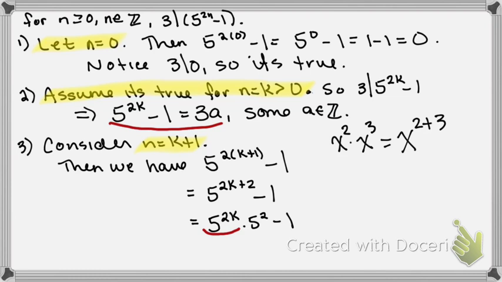So 5 to the 2k is 3a plus 1. You see if I just move the 1 over? Which we can actually do that. All right, what is that equal to? That's equal to, let's see, 25 times 3 is 75a plus 25 minus 1.